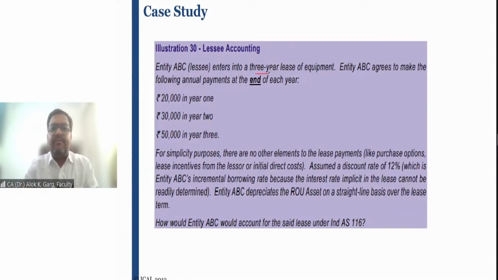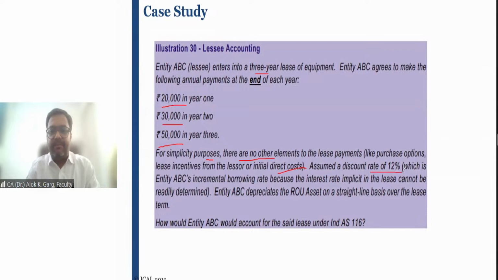3 year is the lease term, and this payment is happening annually at the end of each year. First year 20,000, 30,000 in the second year, 50,000 in the third year. The lease payment is given. For simplicity, there is no other element to the lease payment like purchase option, lease incentive from the lessor, or initial direct cost. There is no other item, no other element to the lease payments.